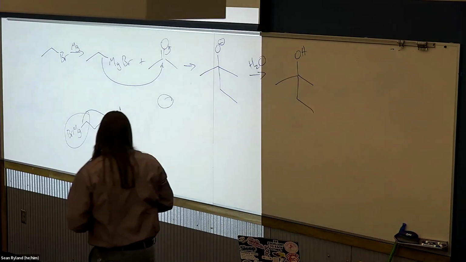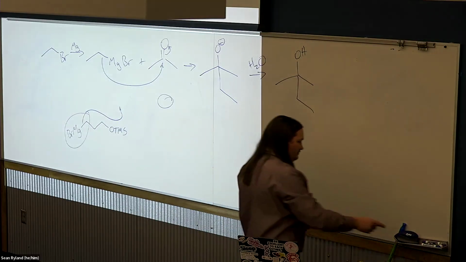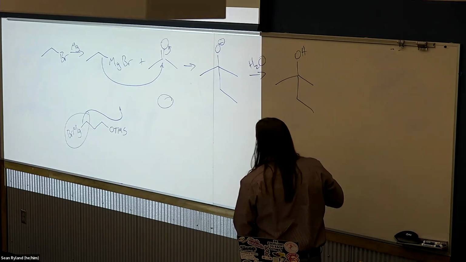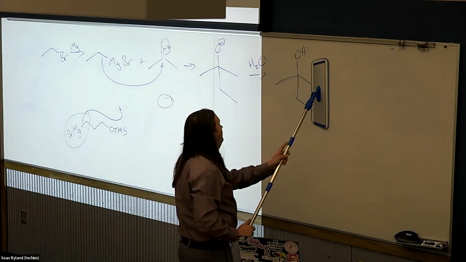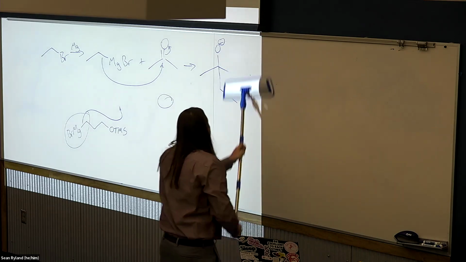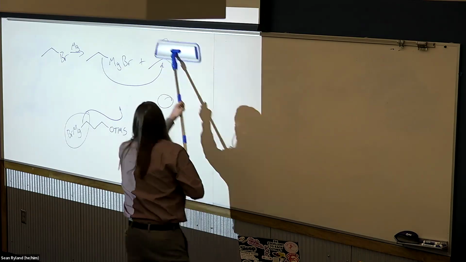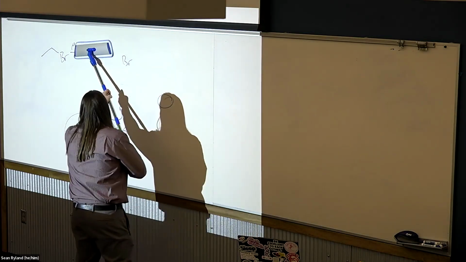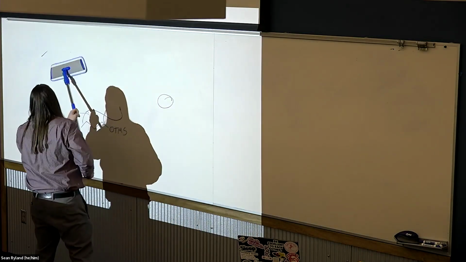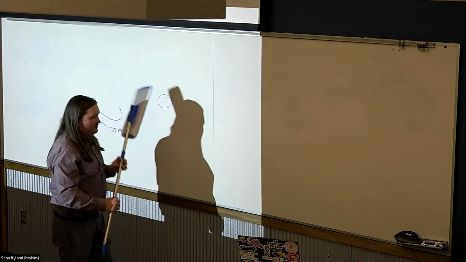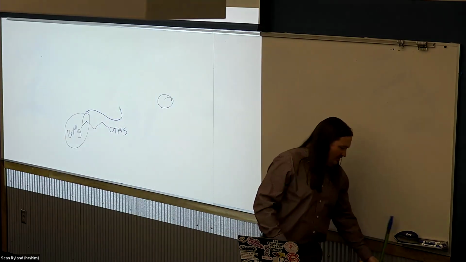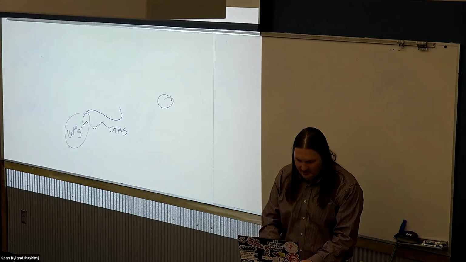Okay, so I'll just recap what that other slide was showing. If I want to do a Grignard reaction with something that already has an alcohol on it, and I don't want the alcohol to react, we basically turn the alcohol into something else that won't react.